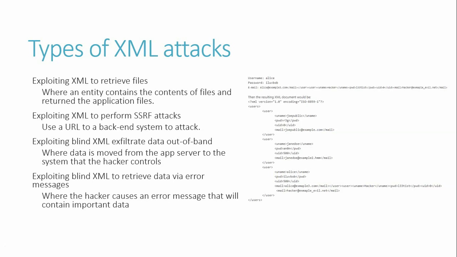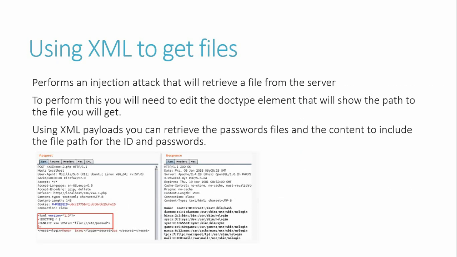And with the blind ones, the data is moved from the app server into the hacker's control, allowing it to still interact with it. It's usually harder, but there are a lot of errors to that. And using the data retrieval via error messages, you can get a lot of important information. So the first one we'll talk about is using XML to get files.